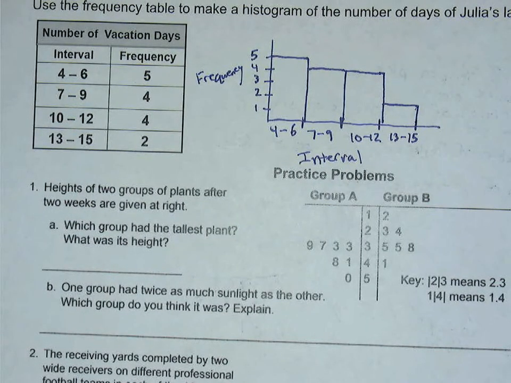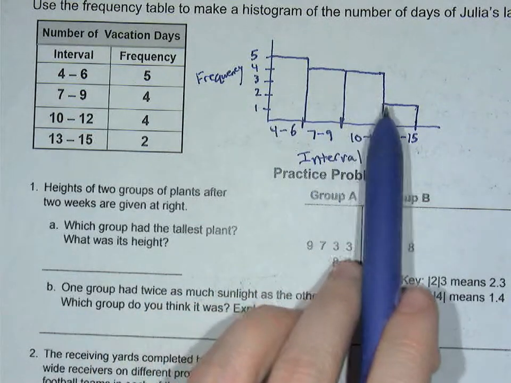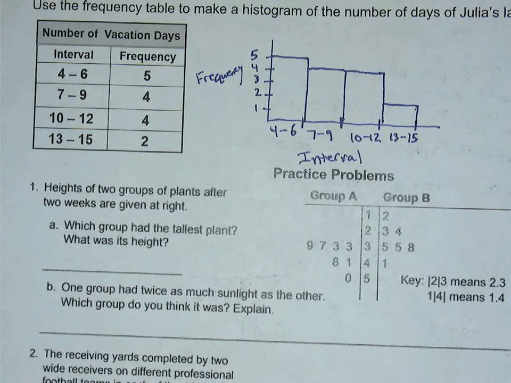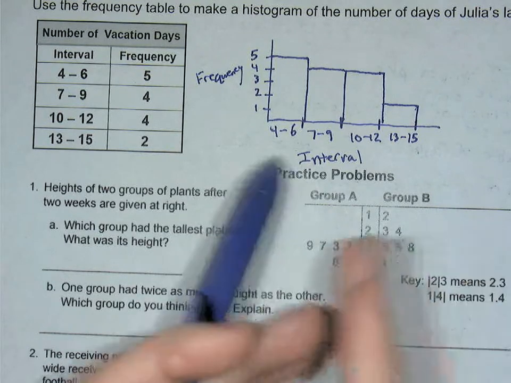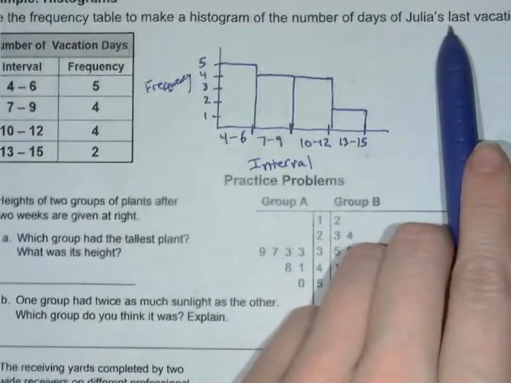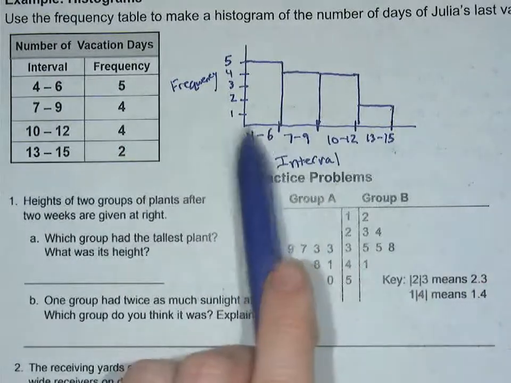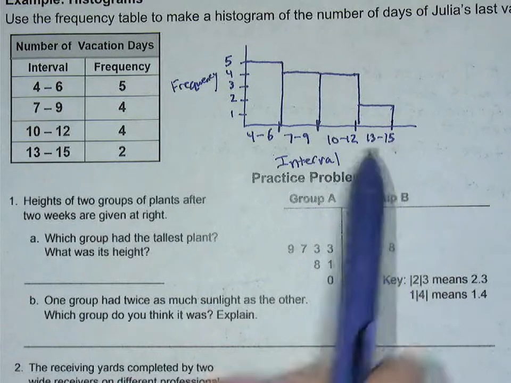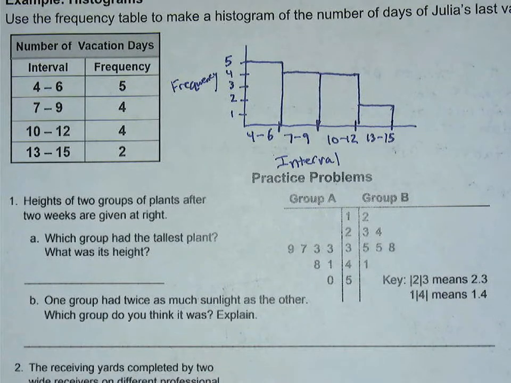That just shows what sort of categories we have, but in a visual way. We can see that most of our data is sort of in the beginning. So Julia's last vacations end up being 4 through 6 days most often, and not as often are they 13 through 15. In your homework, you'll have to answer questions about some of these as well.